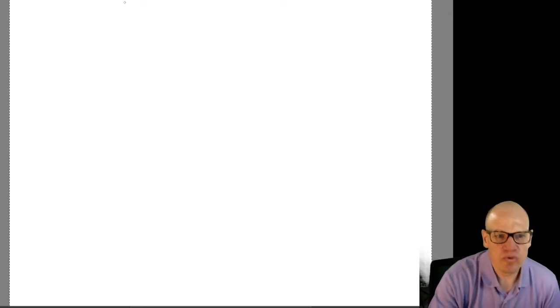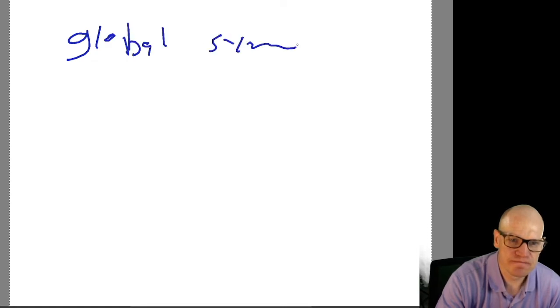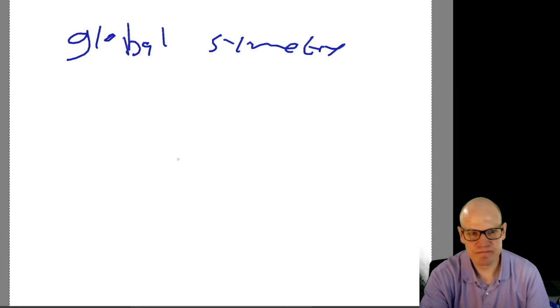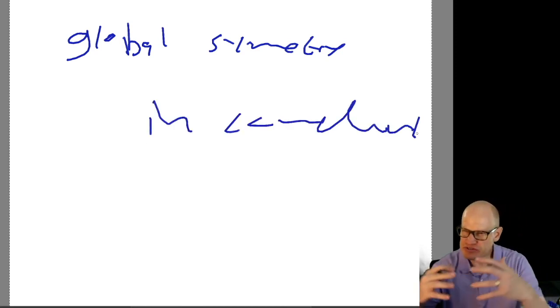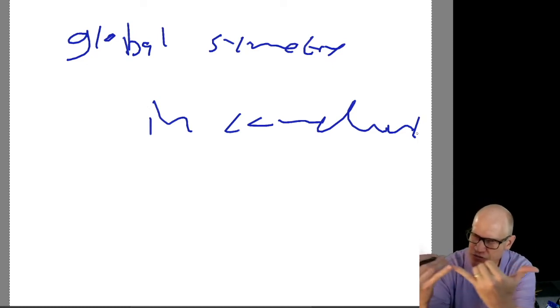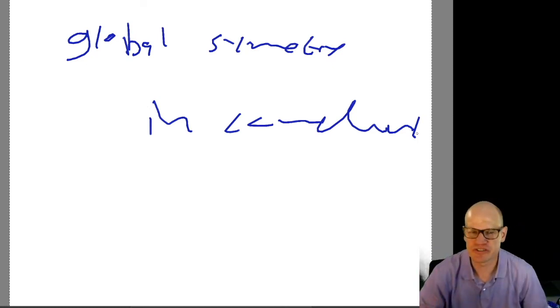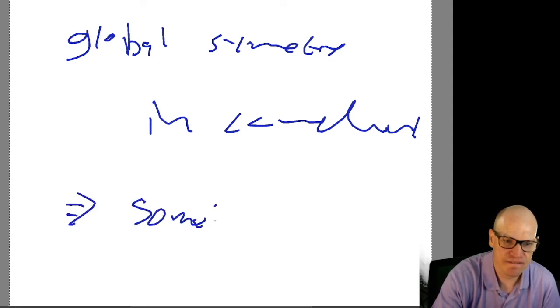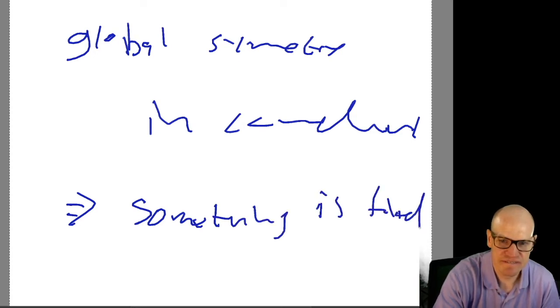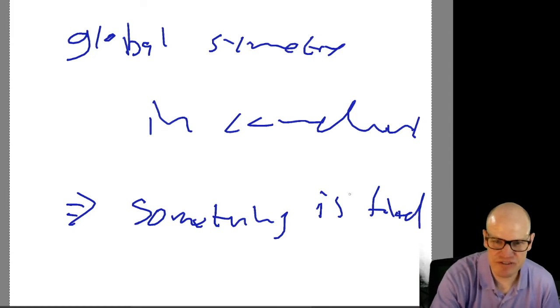Okay, so what does this mean? If you have a global symmetry in your coordinate system, a global symmetry in your coordinates, so it remains invariant under some transformation of your coordinates, there must be something, then, that implies that something stays fixed. Something is fixed. That's it.